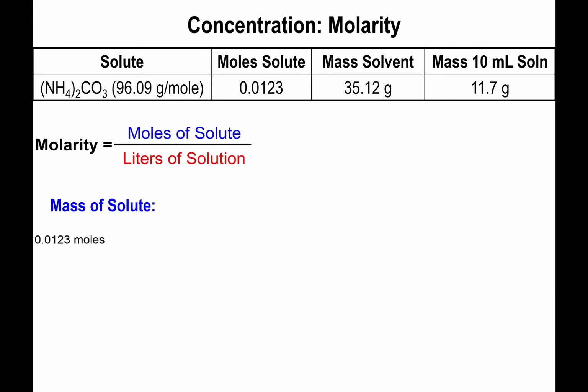So that basically implies that we need to change the moles of solute to mass. That's the first thing to be done. We have moles on top, so we make sure to place moles of ammonium carbonate on the bottom, since this is the solute, and the 96.08 grams go on top. This will cancel out the moles and give you the mass of the solute, which is 1.18 grams of ammonium carbonate.